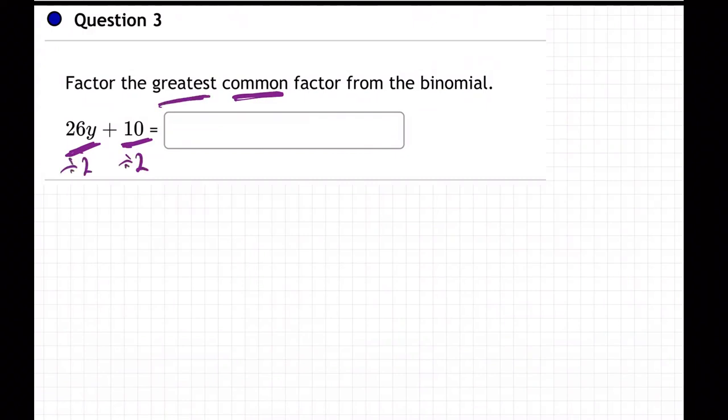They're both divisible, but if you divide by 2, you get 13. Divided by 2, you get 5. So 2 goes evenly into both those numbers. So what does that mean? It means you can put a 2 in the front. So here's what we do.